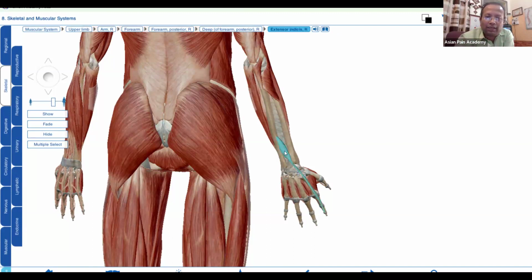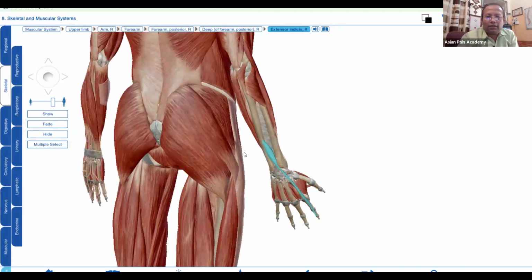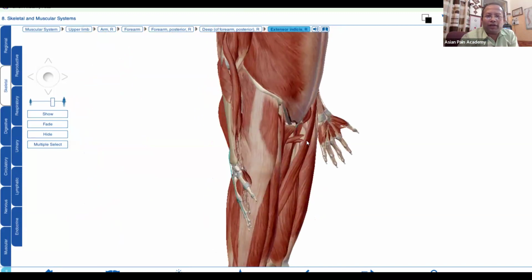Okay. Now this is extensor indicis. This is also a small tendon muscle starting from the forearm and coming to the index finger. So this is also part of compartment number 4, along with the extensor digitorum. Okay. So with this much anatomic knowledge, let us go forward.